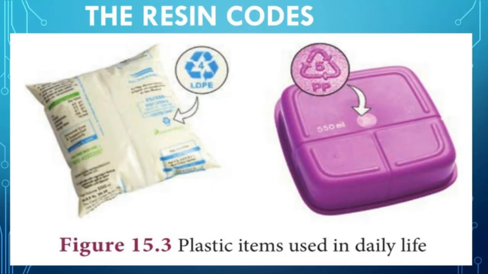Identifying different types of plastics. The resin codes. Look at the following pictures. One is a plastic sachet in which milk is distributed to consumers, and the other is a plastic food container. Observe the code shown on it, circled. Do you know what this code means? It is called a resin code. The resin code represents the type of polymer used to make the plastic.